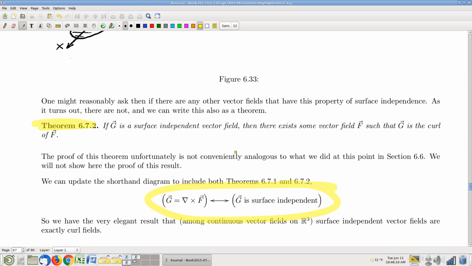Now it is harder to show. It is not Math 212 accessible to show that it goes the other way, but this is a true fact. Not only is every curl surface independent, again, we're assuming regularity. Always, everything's regularity. No discontinuities, no problems. Every vector field, every function, everything in sight is continuously differentiable, no problem. Not only is every curl surface independent, but every surface independent vector field is a curl. Okay. All right. So nice coincidence there.